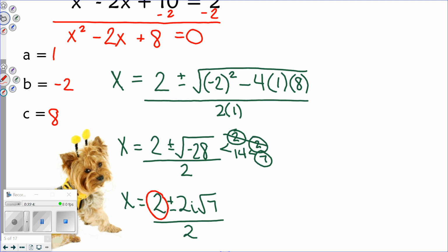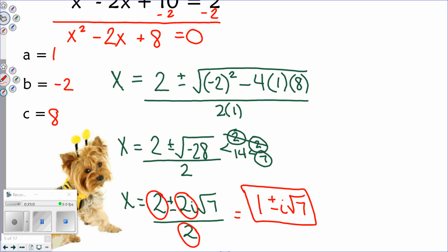So it has to be this number. I obviously can't touch the number under a radical, right? It's like held in jail. All 3 of those have to be able to be divided, otherwise you can't simplify it. So all 3 of those can be divided by 2. So I get 1 plus or minus 1i radical 7 over 1. So 1 plus or minus i radical 7.